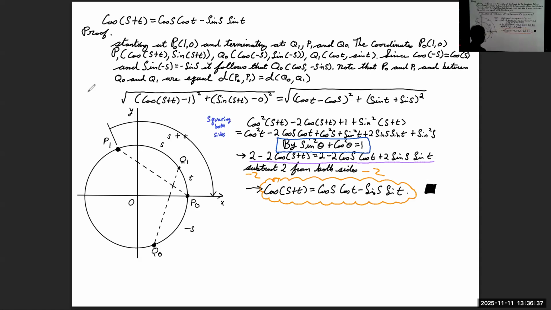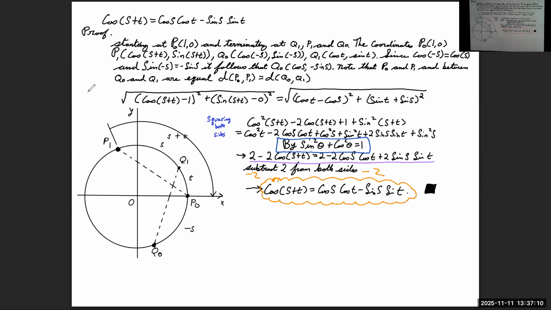So the cosine of s plus t, angle plus angle, equals the cosine s times cosine t minus sine s times sine t. This is the formula that we're looking for. And I'm going to take a moment for applause. I know you guys are so excited to find the formula, and there it is. That's what we're looking for.